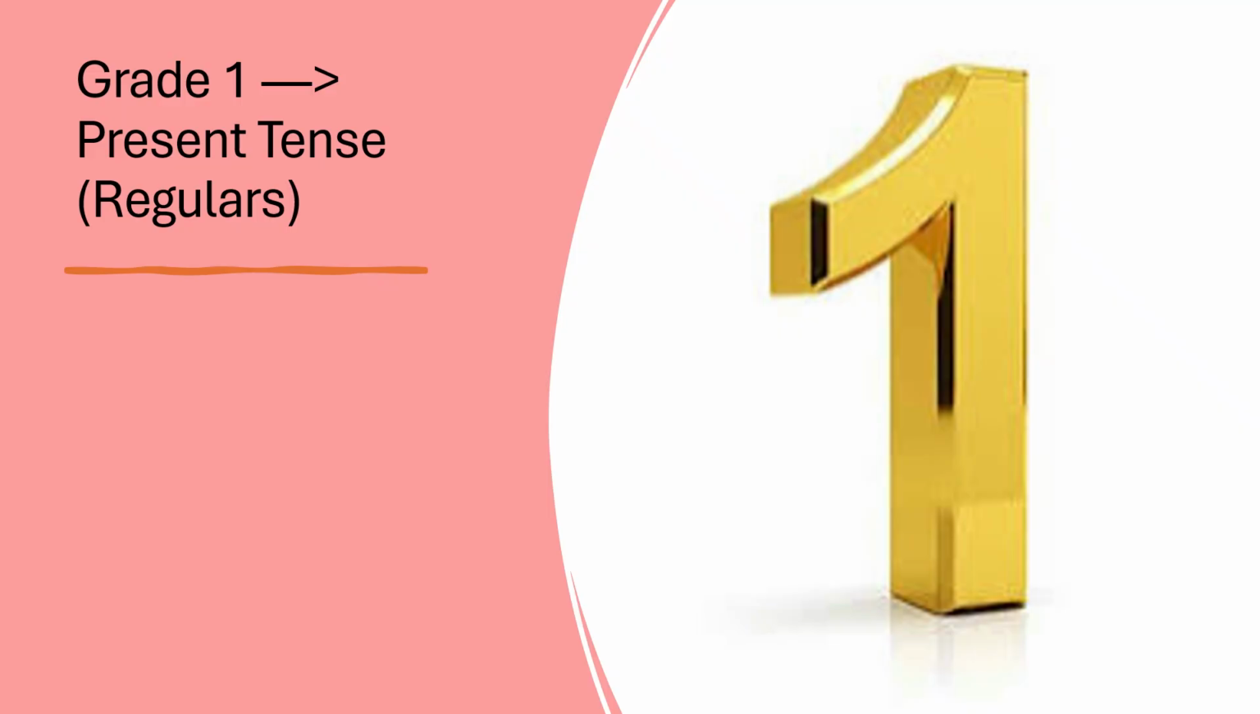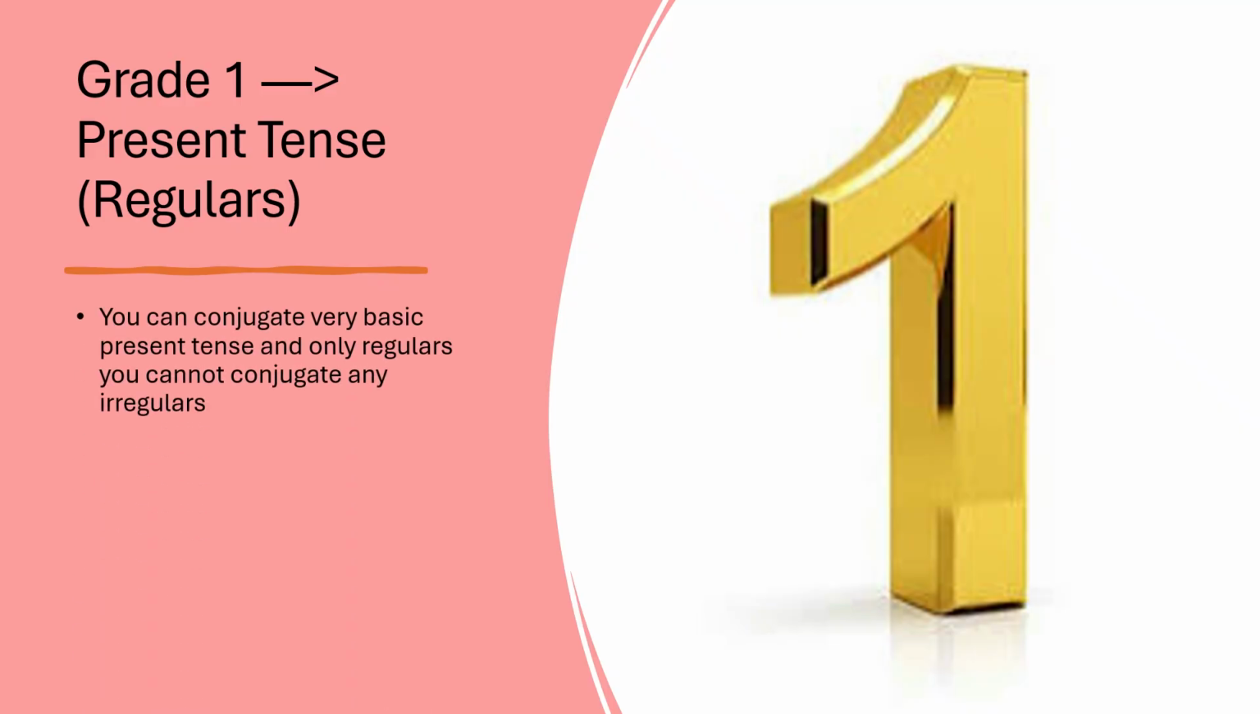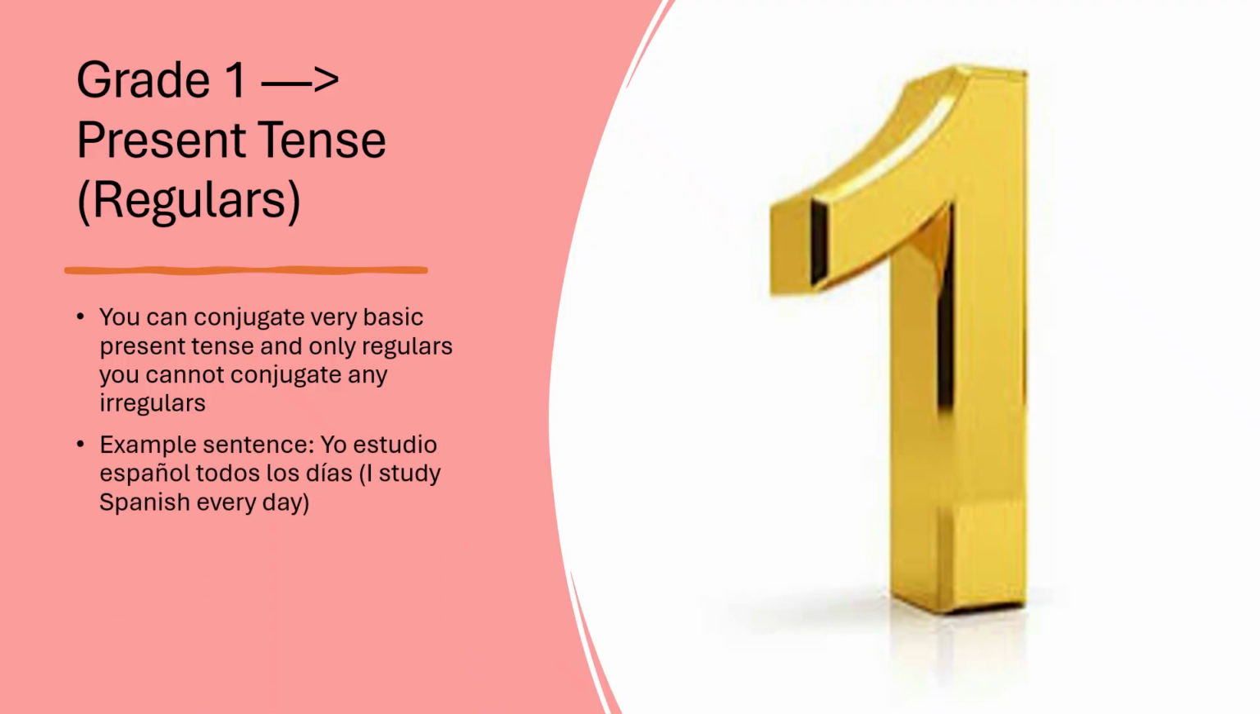Grade 1, present tense regulars. You can conjugate very basic present tense and only regulars. You cannot conjugate any irregulars. That is the next grade. Example sentence of this is: Yo estudio español todos los días. I study Spanish every day. To move on to grade 2, you can make basic regular present tense sentences.